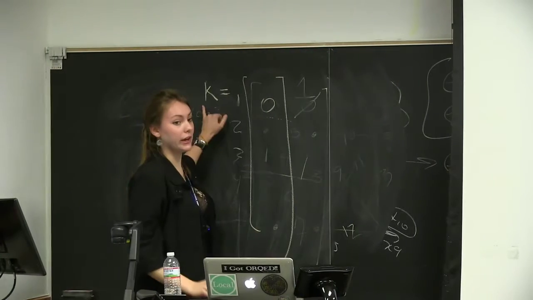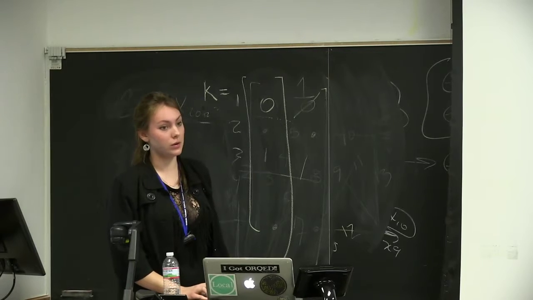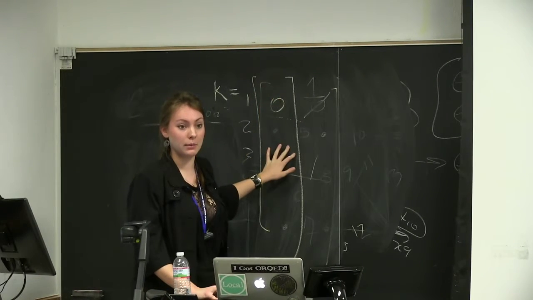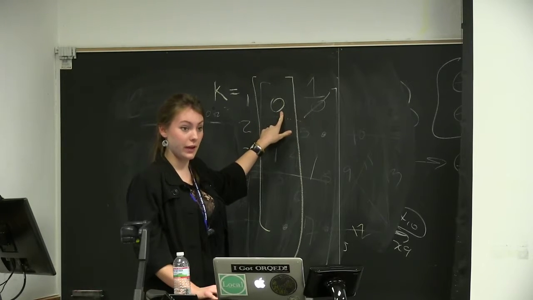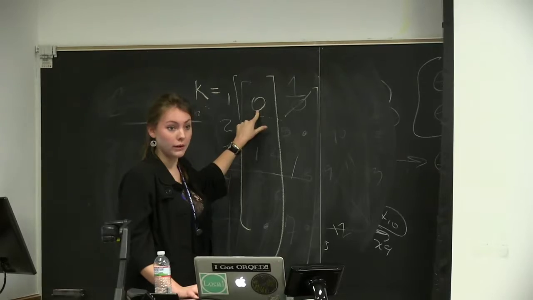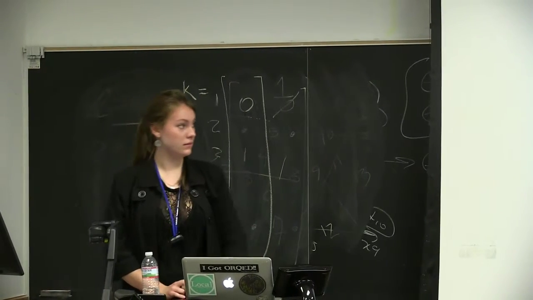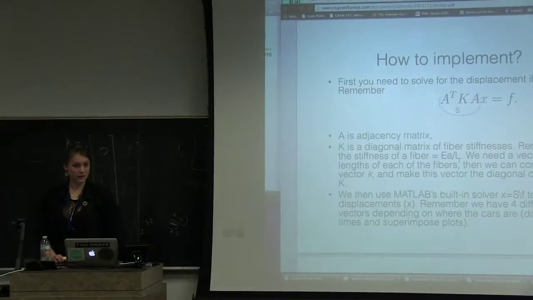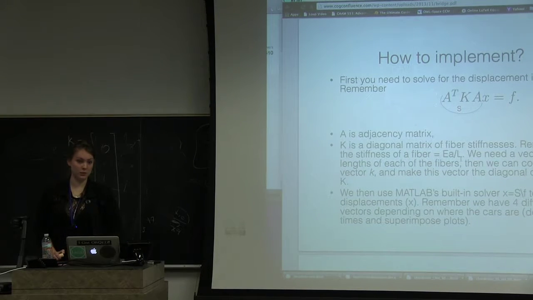This chalk is terrible. Create a column vector K where each entry in your column vector corresponds to the stiffness of that fiber. So K1, the first entry in the column vector K, would be the stiffness of fiber 1. What's the stiffness of fiber 1? Using this, EA over L1, the length of fiber 1, which is 1.